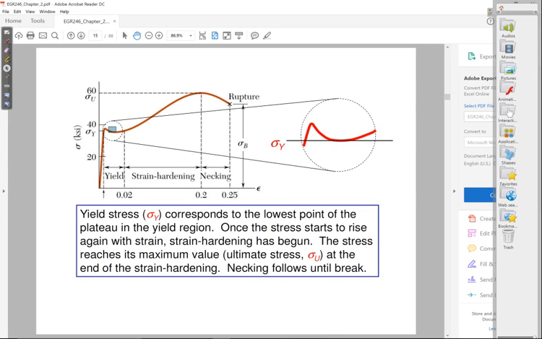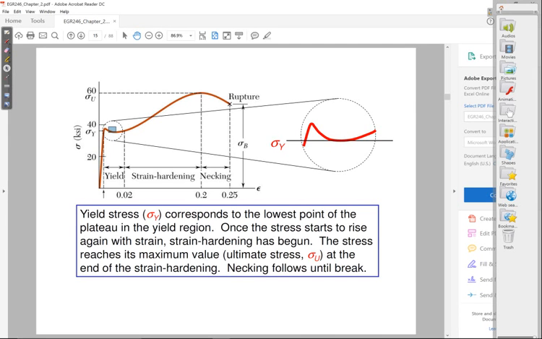Once you hit the yield point, what that essentially means is you can actually decrease your stress a little bit, or you could keep your stress at the same amount, and that part just stretches. It deforms quite a bit, even though you're not increasing the stress. So you basically apply a stress all the way up to the yield stress, and then you just hold it at that yield stress, and the part just stretches at that stress level.